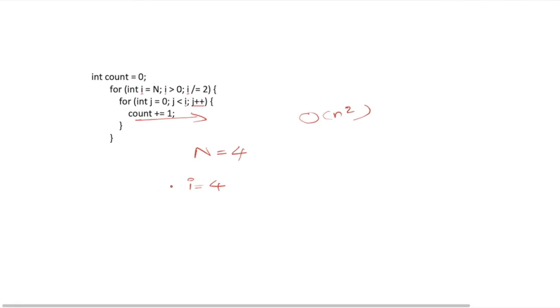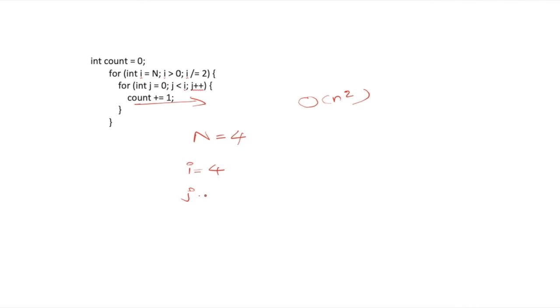So that means our initial i is 4. In this case, what will be the j values? j will be 0, 1, 2 and 3. Then i will be 2, and j values will be 0 and 1. Then i will be 1, and j will be 0 only. Now i will be 0, but this condition is not satisfied and this won't execute.